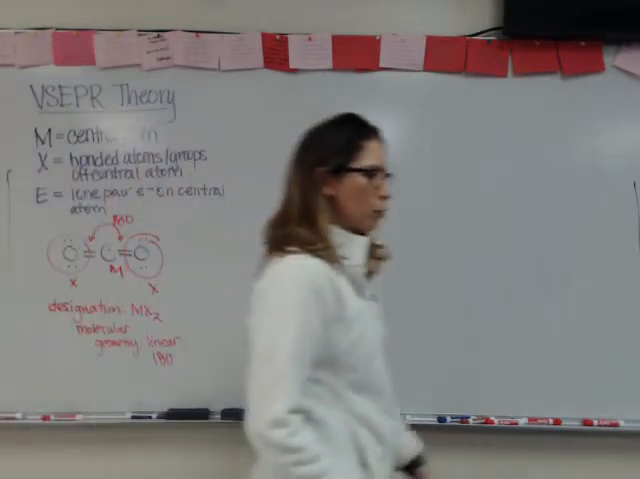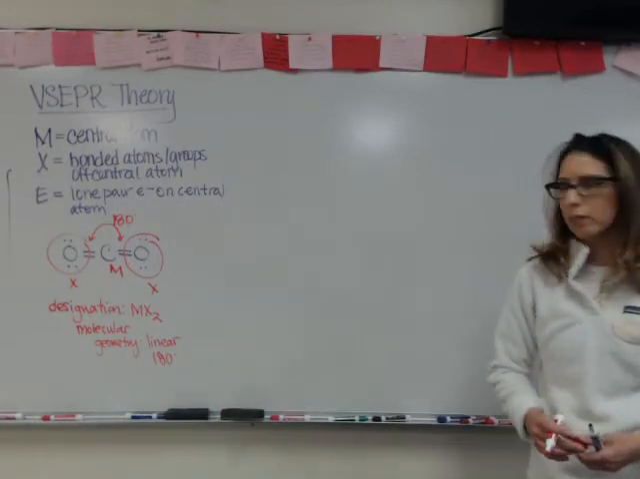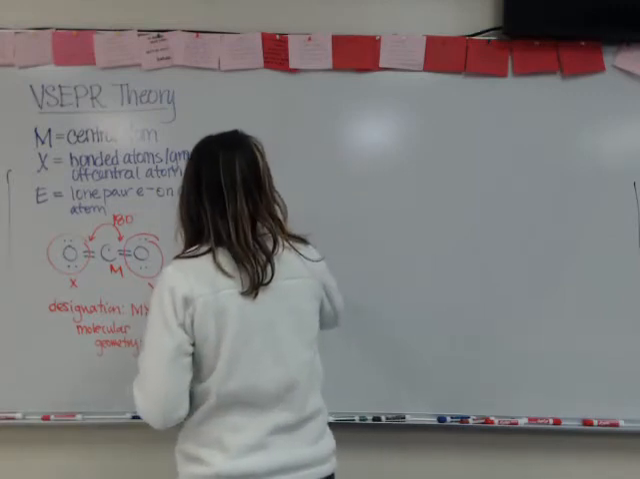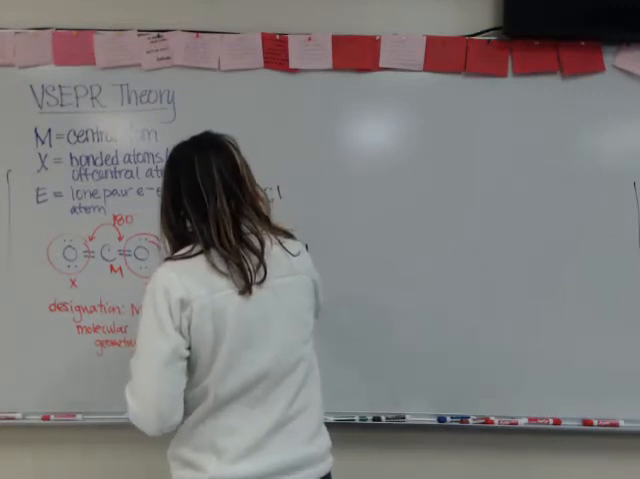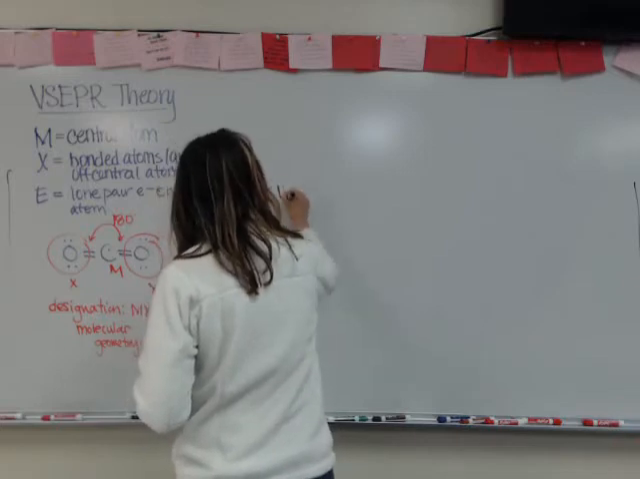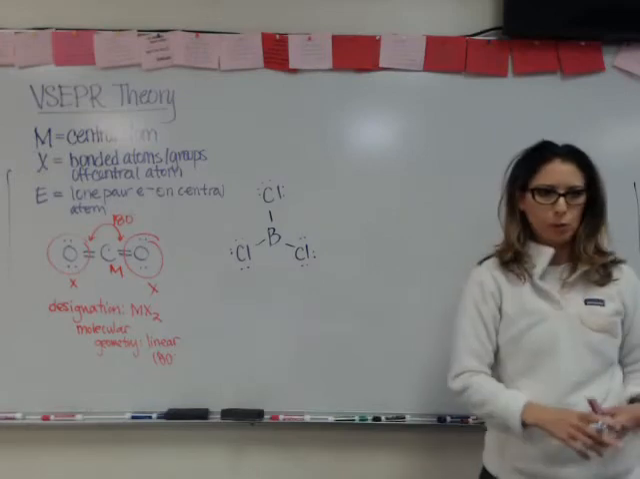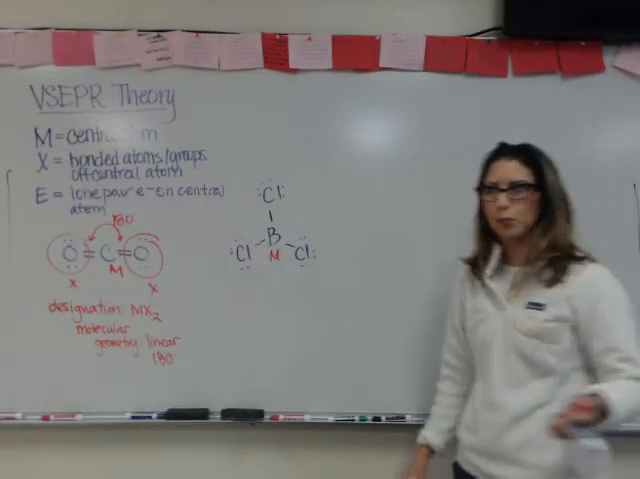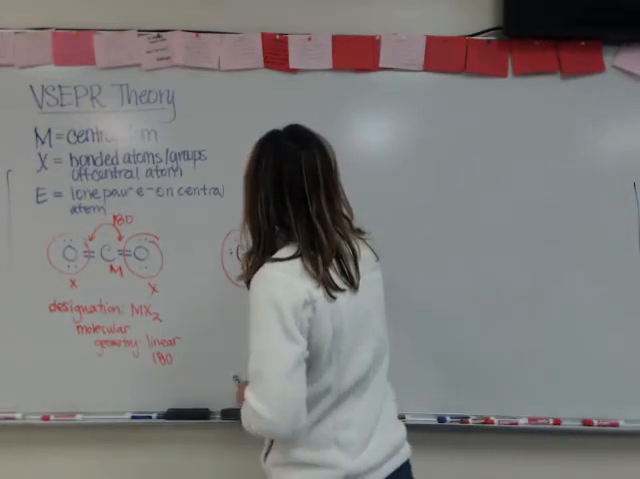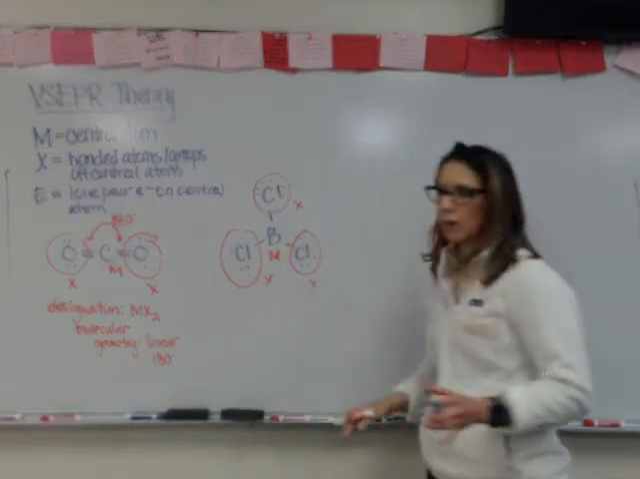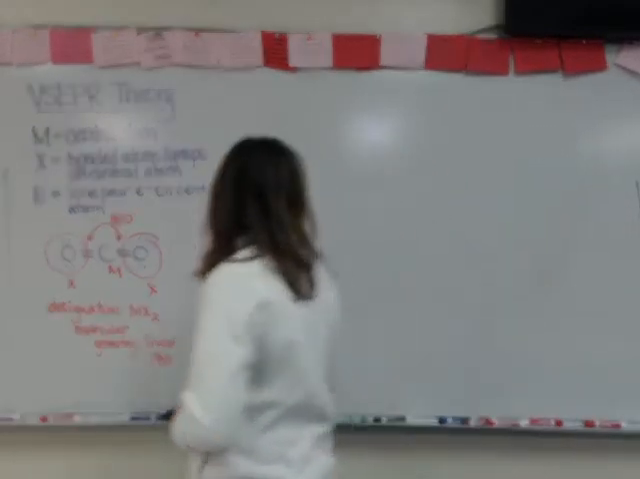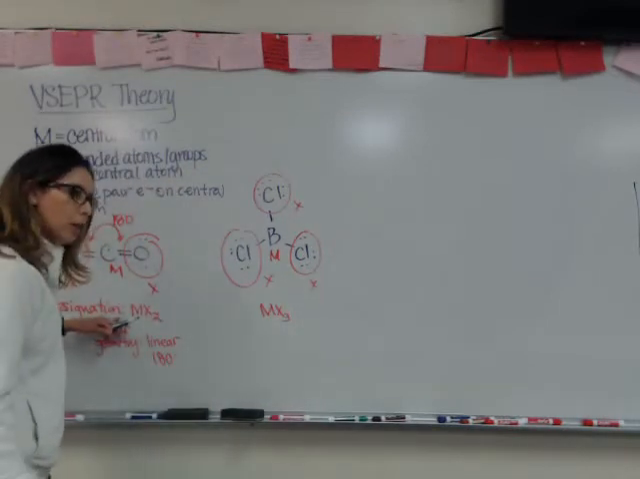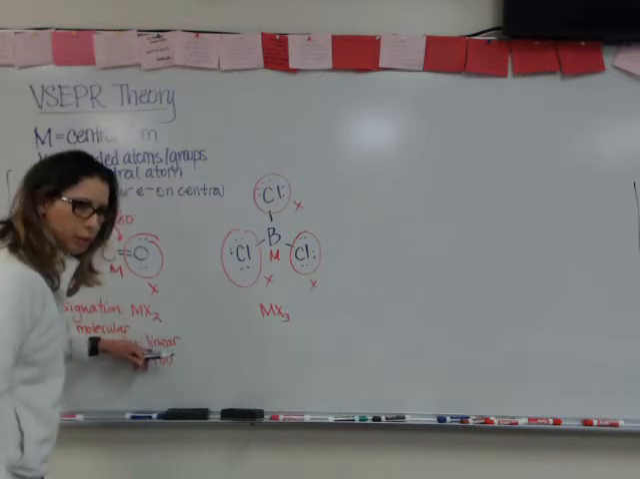Okay? Now, the next one is going to be MX3. So if I have something like BCl3, this is the Lewis structure for BCl3. And I assign an M to my central atom, and then I have three groups bonded to that central atom. So that means I have three X's. I don't have any E's, which are my lone pairs of electrons. So my designation here is MX3. The designation is not the shape. We use that to help us get the shape, okay?